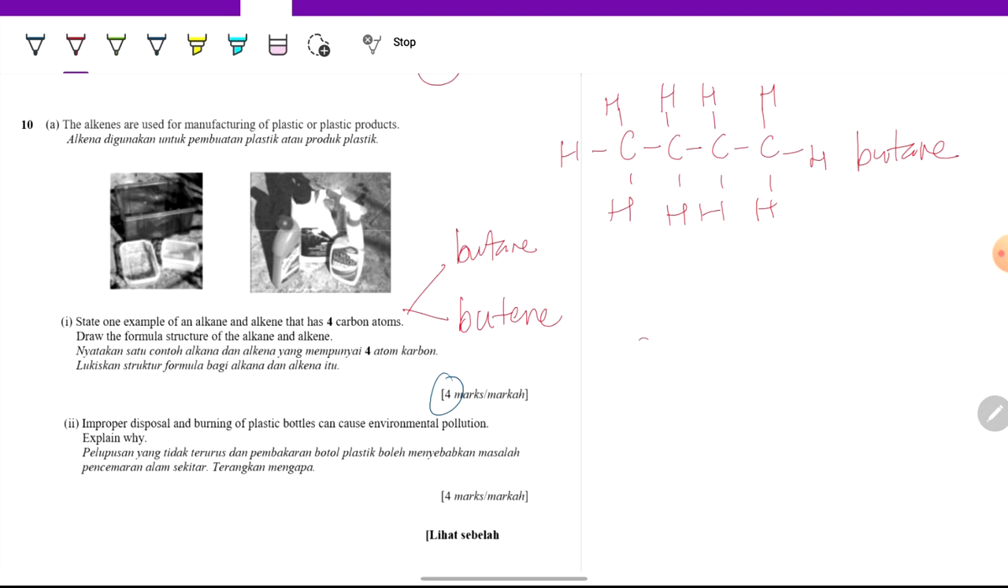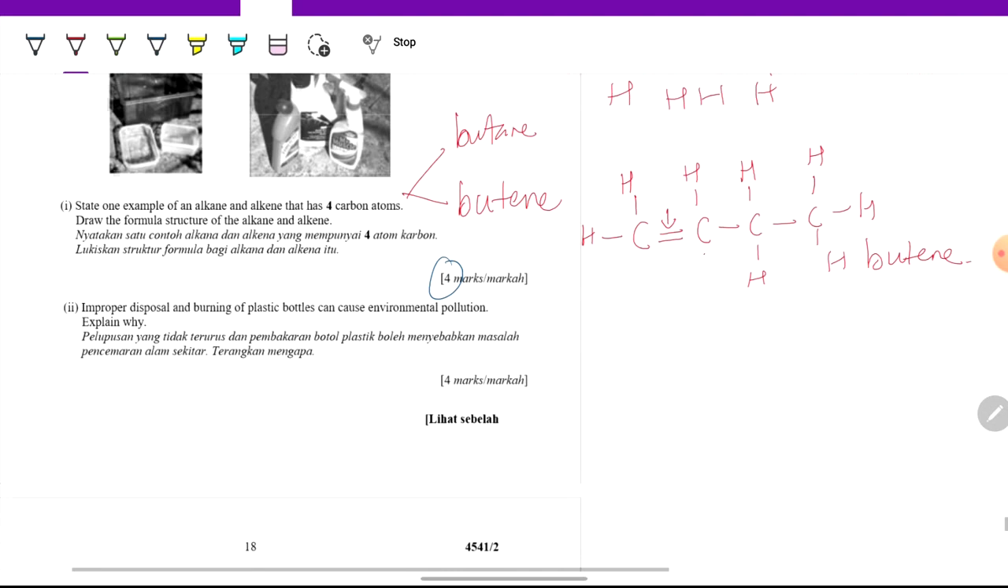For butene, also 4 carbons, but one of the carbon-carbon bonds is a carbon-carbon double bond. You can put the double bond at the first carbon, or at the second one. Both can be accepted. Just remember, if there is a double bond here, you cannot put any other bond here. One carbon, 4 bonds only. So this is butene.